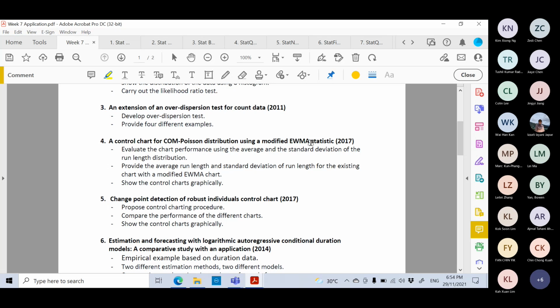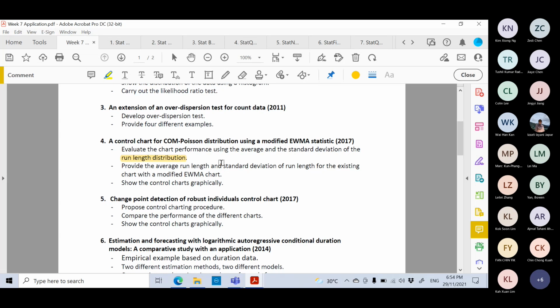Whether they modify it or whatever, they can proceed with any new control chart. But if they want to evaluate how good the performance of the chart is, then they need to use the average run length distribution. For those of you who are working on quality control, you know that most of the time the authors compare how good the performance of a chart is using the run length here.